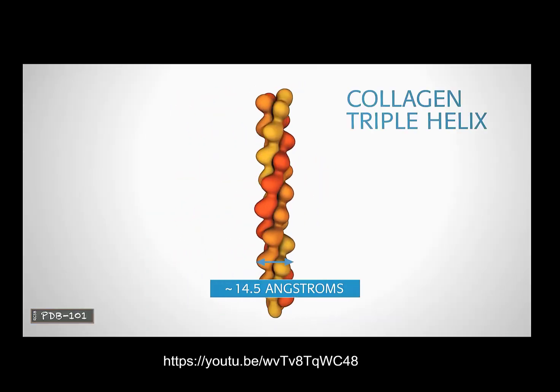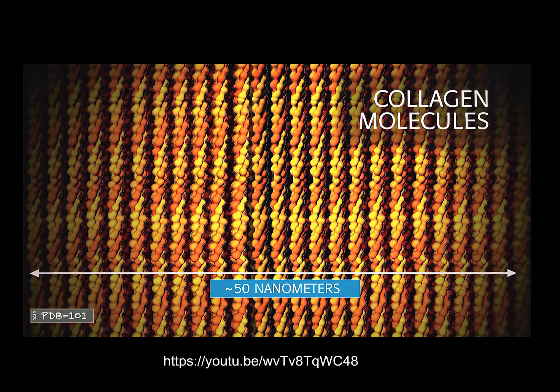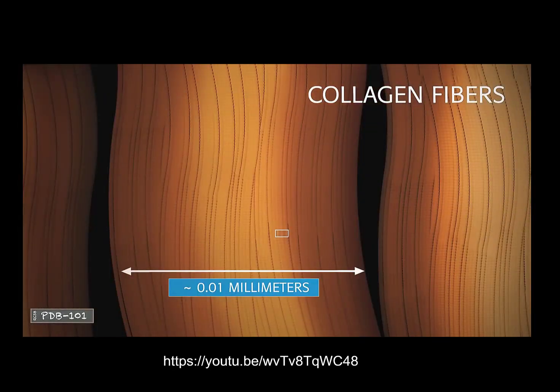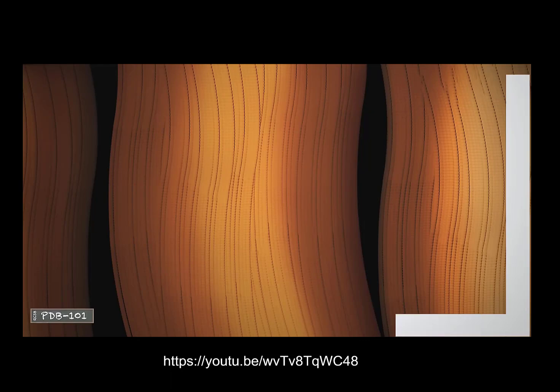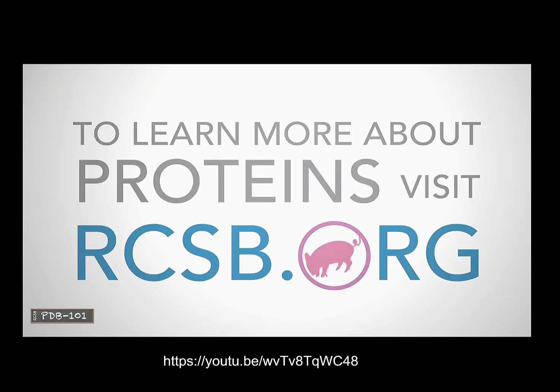Collagen forms a strong triple helix that is used throughout the body for structural support. Collagen molecules can form elongated fibrils, which aggregate to form collagen fibers. This type of collagen is abundant in skin and tendons. Learn more about the functions and 3D structures of proteins and other molecular machines at the RCSB protein databank.